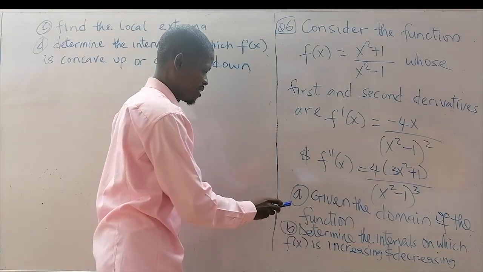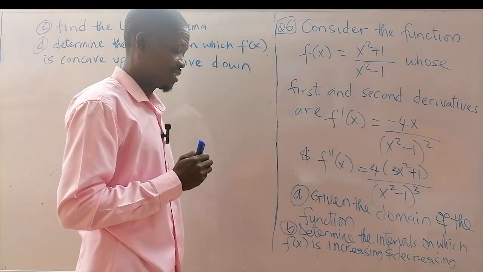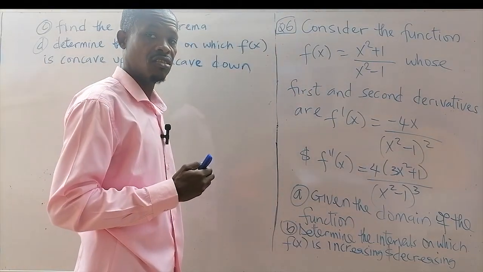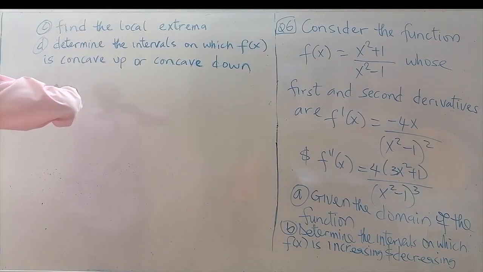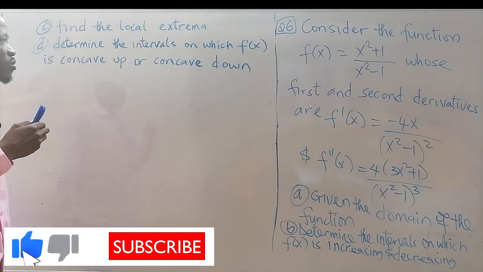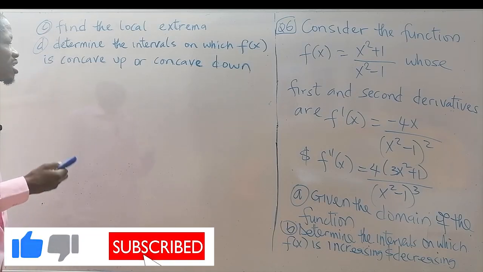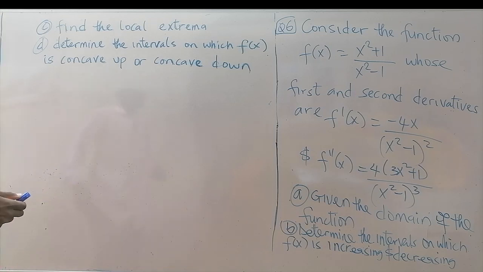B, determine the intervals on which f of x is increasing or decreasing. We have the C part, find the local extrema. And D, determine the interval on which f of x is concave up or concave down. Let's look at the solution to this question.